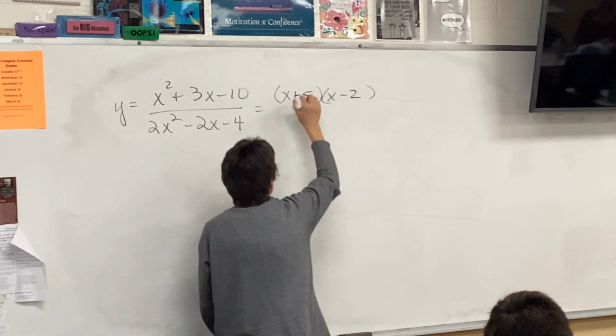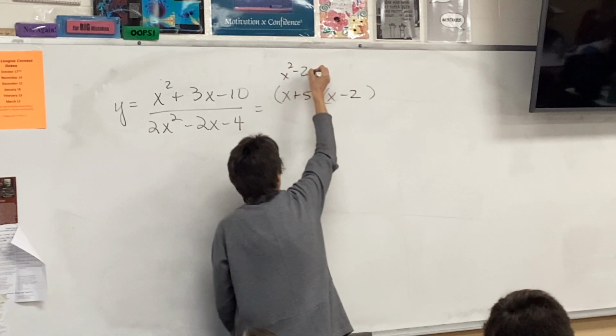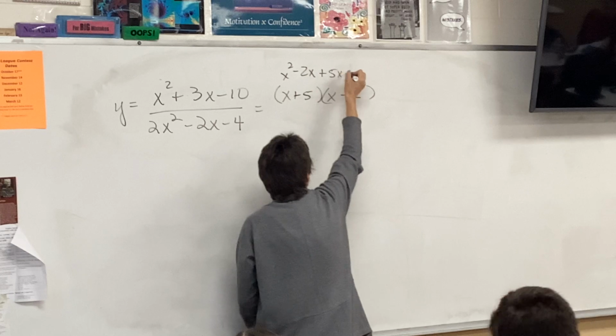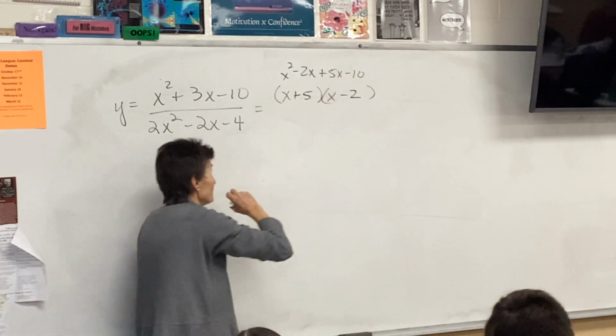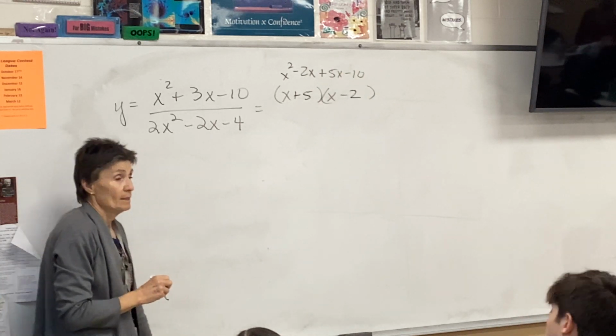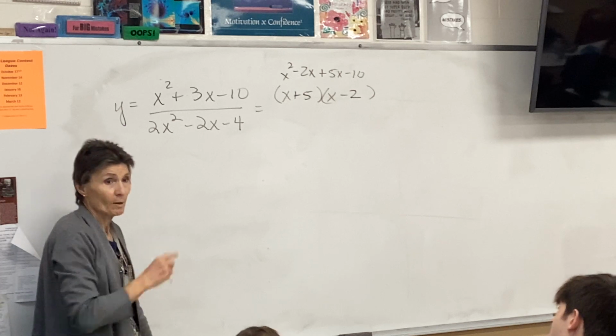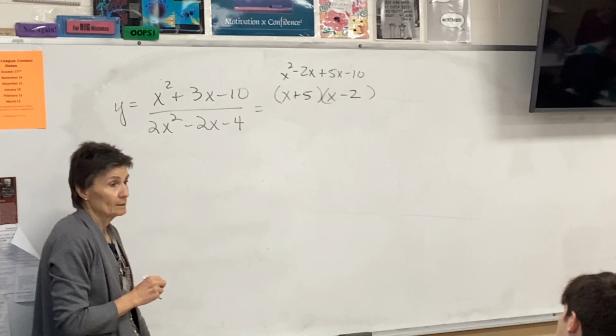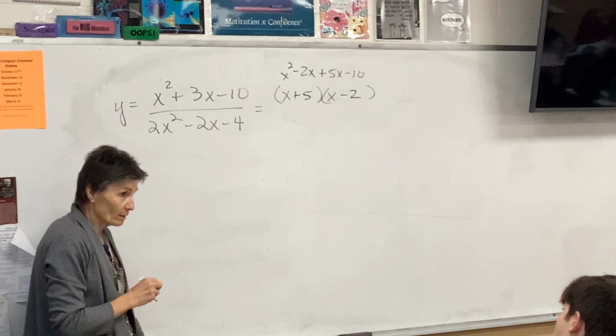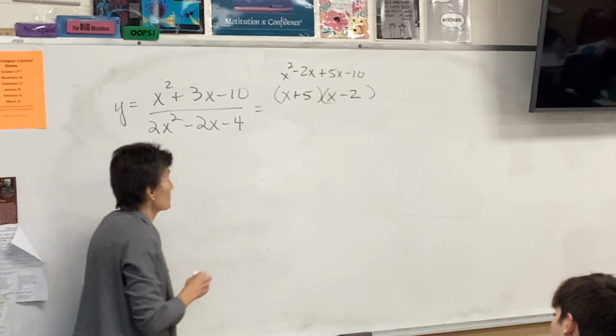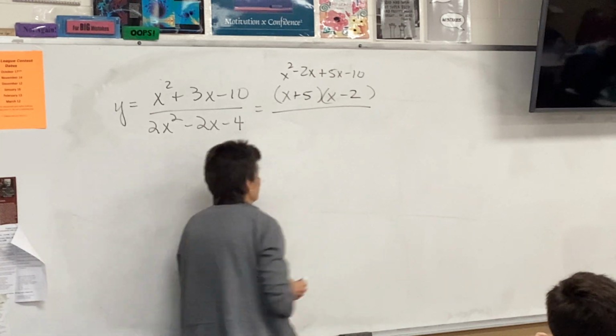Let's check it. That gives me x squared minus 2x plus 5x minus 10. I think you've got it, Daryl. I think that's right. How do I check? What did I just do up there? I just foiled. Right? You foil. Okay, so the top is done. What about the bottom?